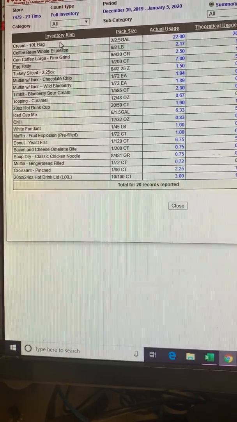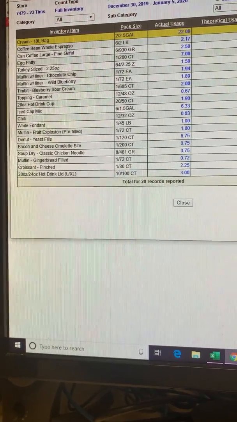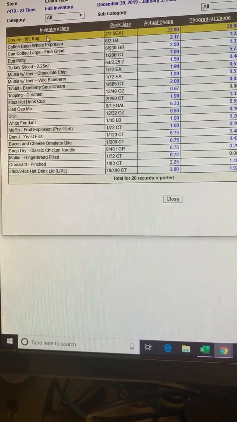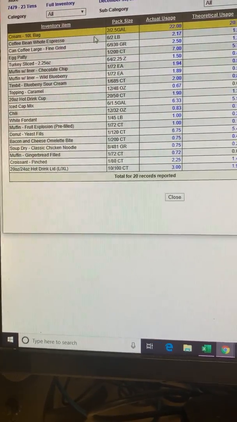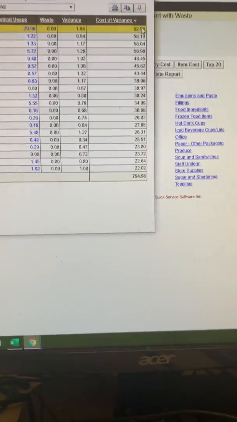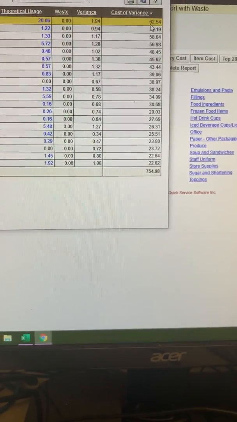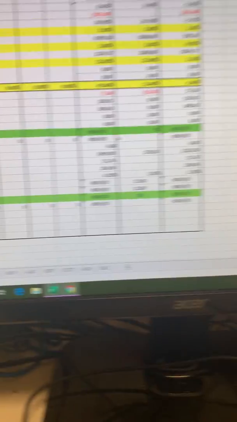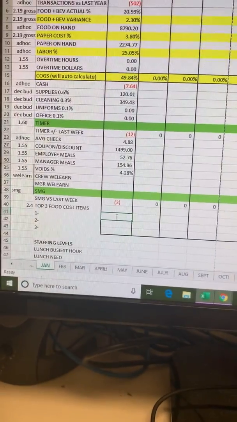Now you're going to put in your top 3 food items that were wasted for the week. You can abbreviate it, you can do whatever you want to make it fit, but you put in your top 3 food items for the week, and then you put the money amount corresponding next to it. So cream, $62.54. So I'm just going to write that in there.